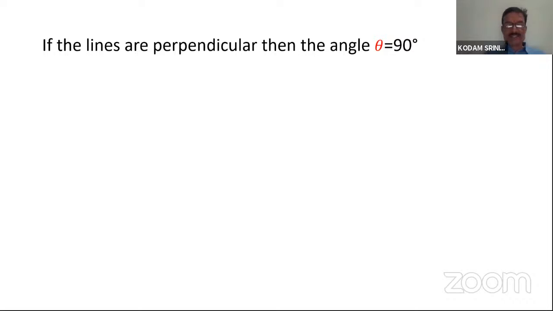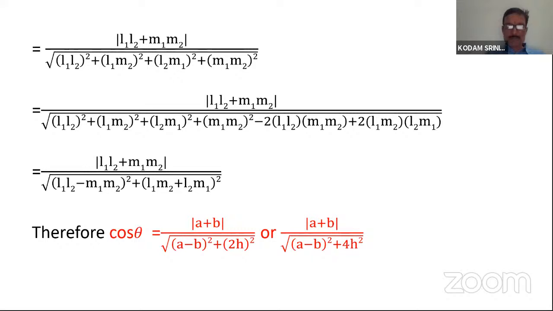Here, if the angle between the given pair of straight lines is theta equals 90 degrees, now what will be there? If theta equals 90 degrees, then by substituting in that formula, cos 90 equals 0. From the trigonometry part, we know the value of cos 90 equals 0.